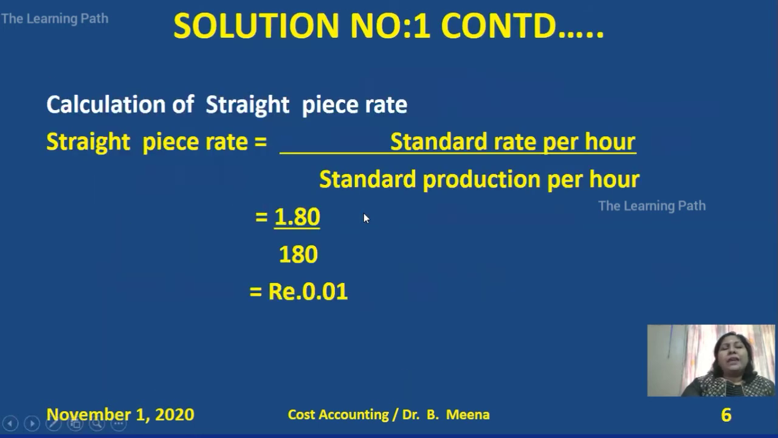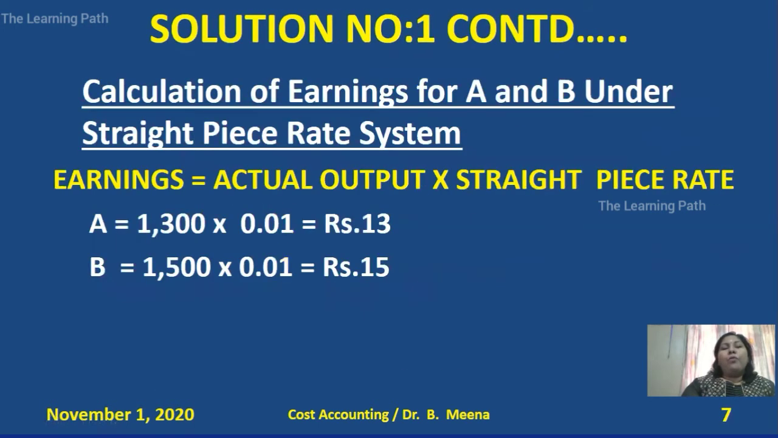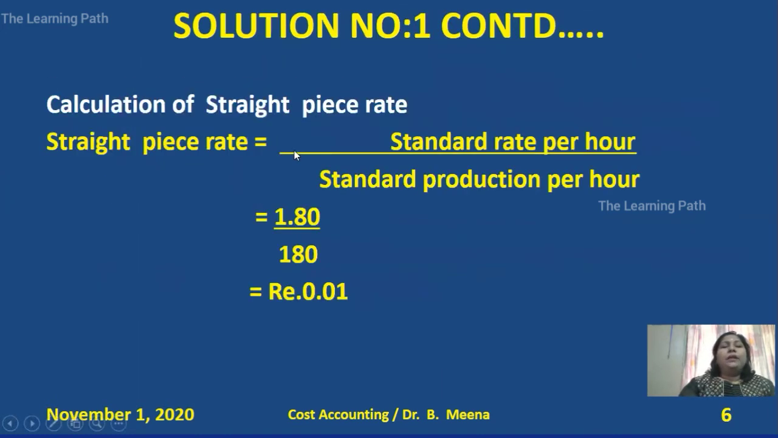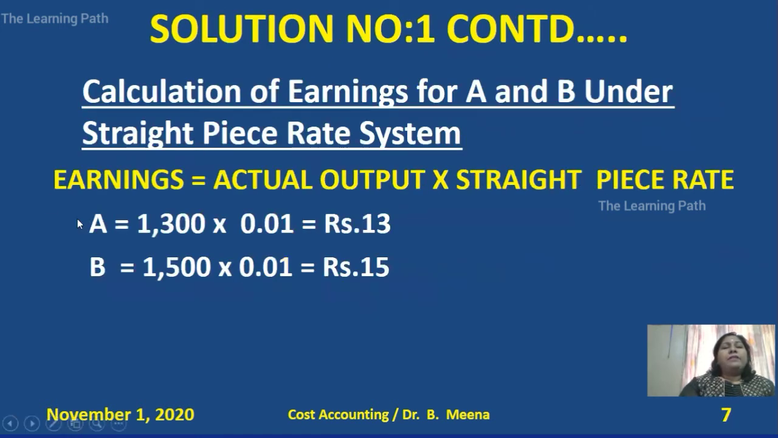Okay. So once I complete the straight piece rate, then I will move on to calculate the earnings of A and B under both the methods. First I will complete the straight piece system, because this problem has two questions. One is we need to calculate the earnings in straight piece system. Other is Taylor's differential piece system. Okay, so I need to calculate the straight piece system earnings.